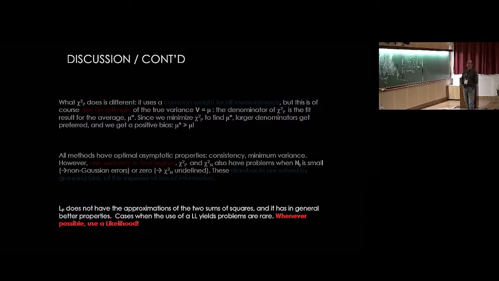And the likelihood does not have the approximations about the model by saying that it is a Gaussian instead of a Poisson, and the weights in the denominator. It has better properties. So whenever you can, you should use a likelihood. Okay, don't use a chi-squared because you're lazy. Just go the full mile, and use a likelihood.